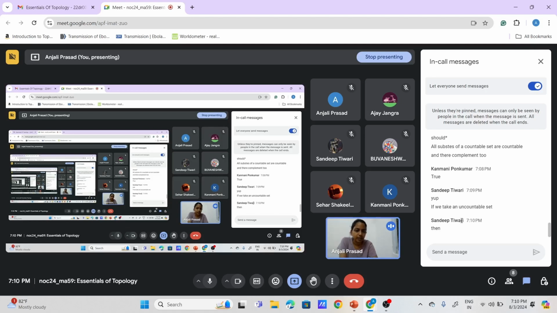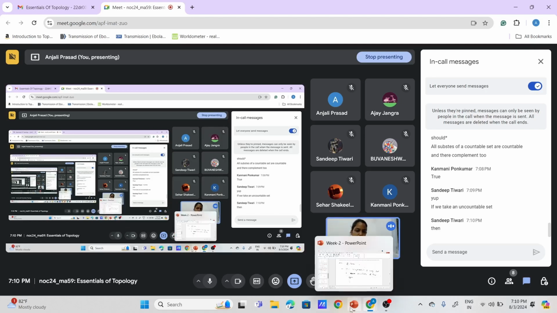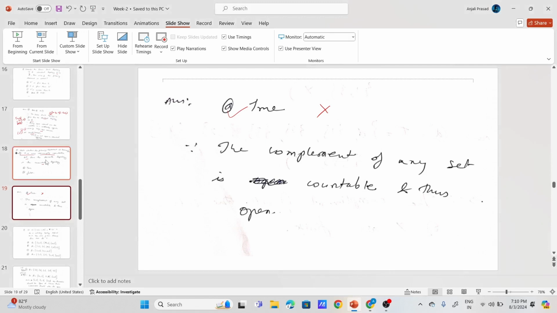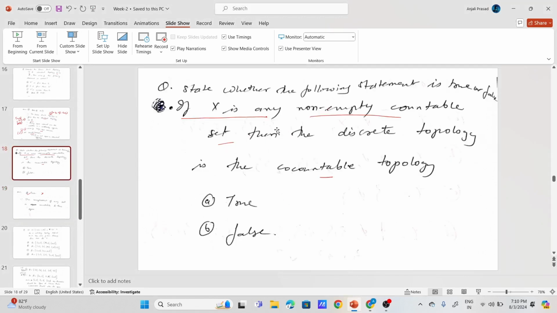Okay, so you are saying that if we take an uncountable set. So here what we have is a non-empty set that is countable, and our topology is the discrete topology. That is, it will consist of all the subsets of X, right? Now here we were having countable sets, so its complement will be countable. Now what about uncountable sets? If you have an uncountable set, then you cannot say anything about its complement, right?